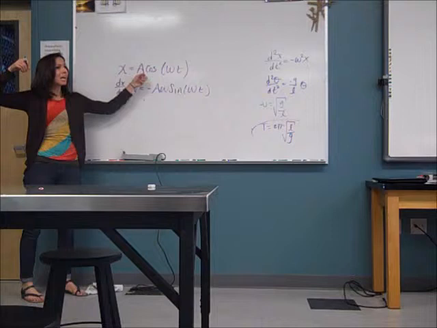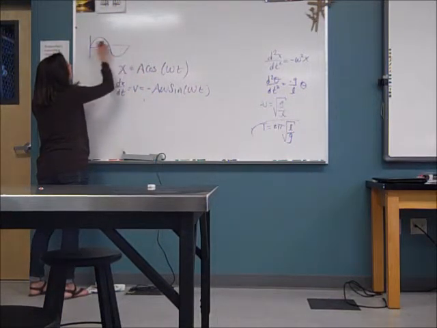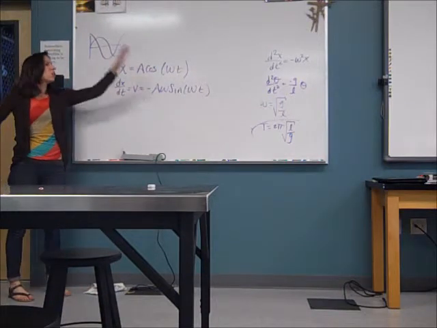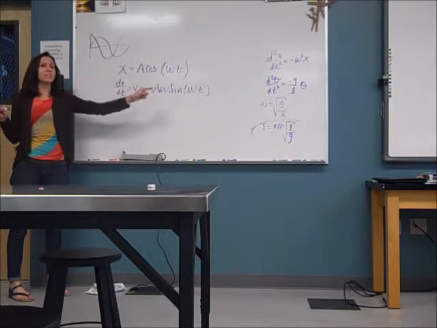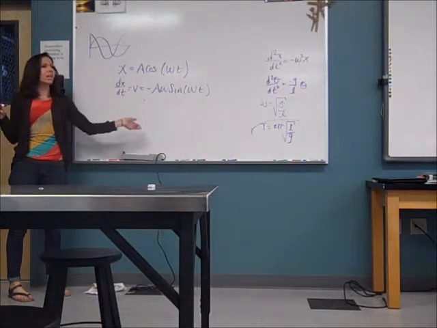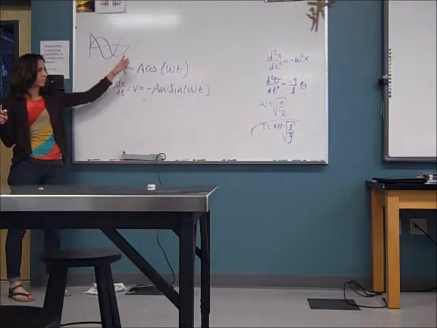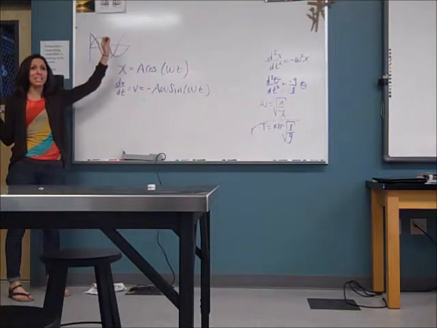Okay? Cosine is a maximum when sine is 0. Sine is 0 at the beginning, right? So if I said this is the velocity function, what is the velocity at time equals 0? Sine of 0 is 0. So the velocity is 0 at the beginning. So that follows the sine function. Okay? The cosine says I'm at maximum displacement at the beginning.